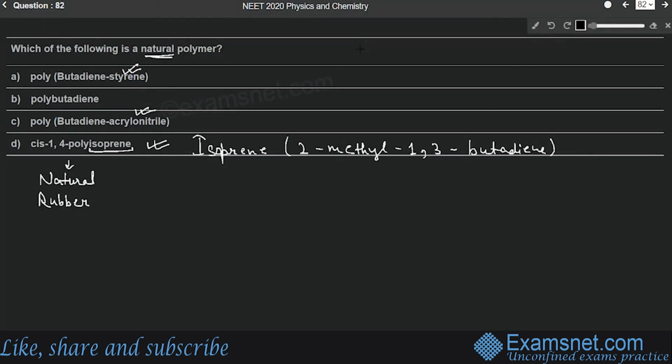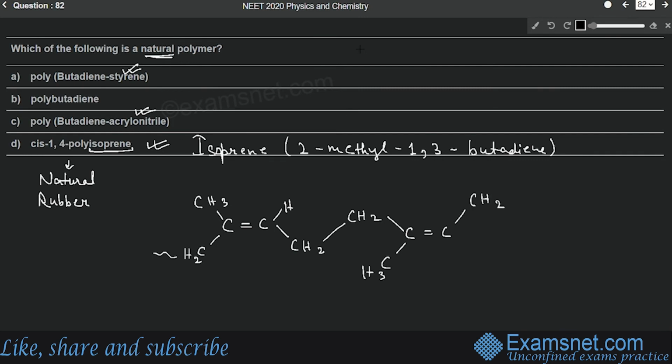Now let's draw the structure of natural rubber. It looks something like this: carbon carbon double bond, this side CH3, this side CH2. The bond will continue this side, bond formation. Here hydrogen, here CH2, then this CH2 will be connected to another isoprene, carbon carbon double bond, then this side CH3, CH2, it will form bond, then hydrogen.